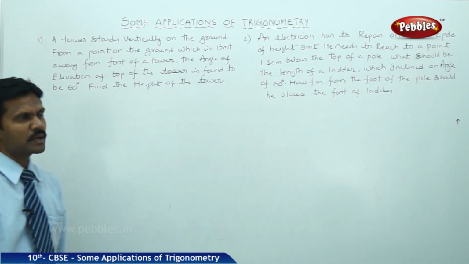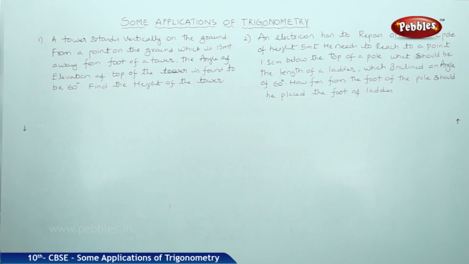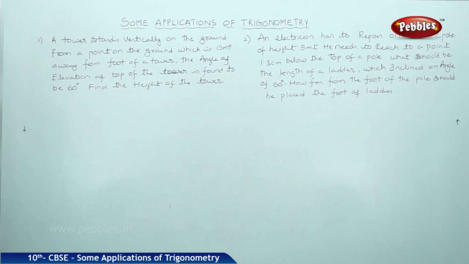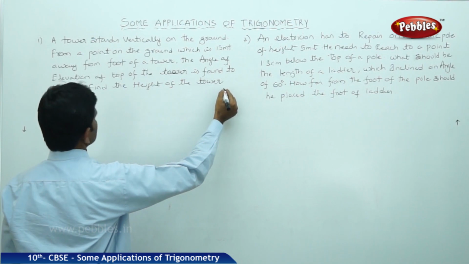Let us see the next example. A tower stands vertically on the ground. From a point on the ground which is 15 meters away from the foot of the tower, the angle of elevation of the top of the tower is found to be 60 degrees. Find the height of the tower. Let us draw the diagram first.